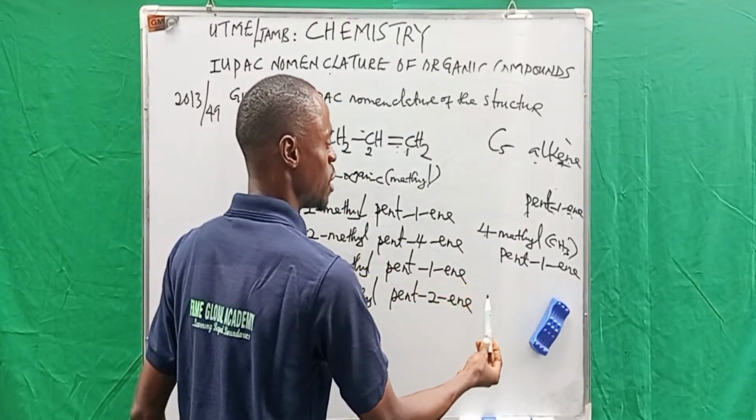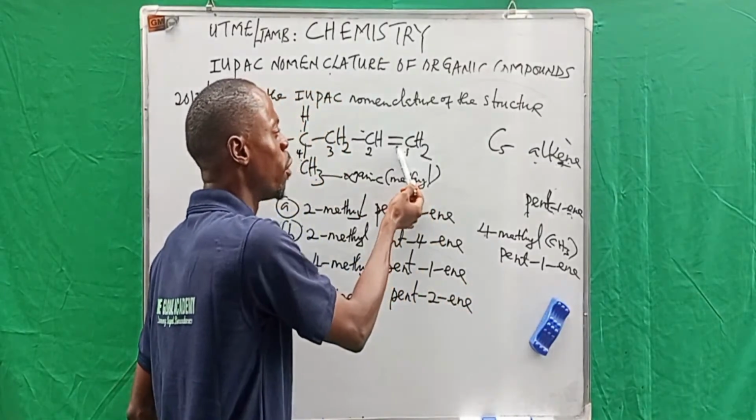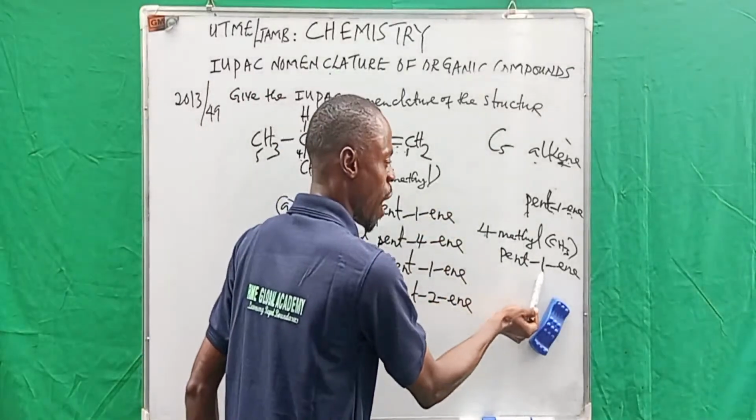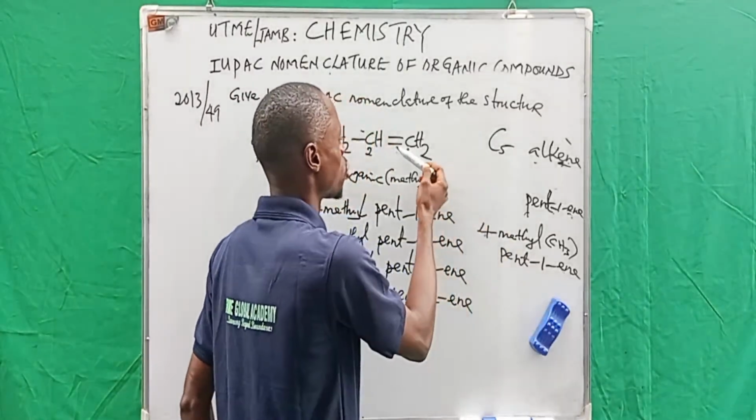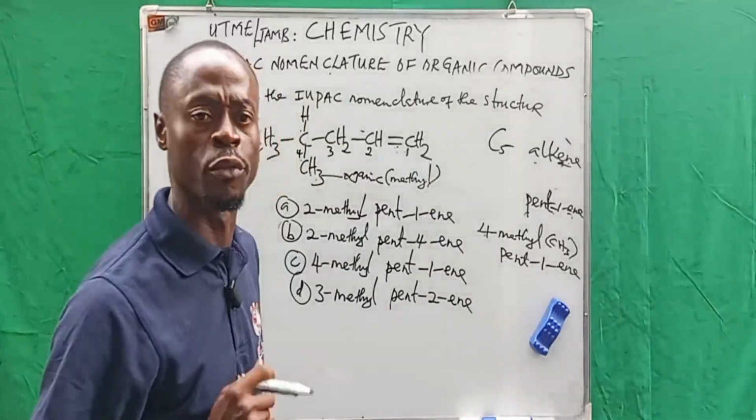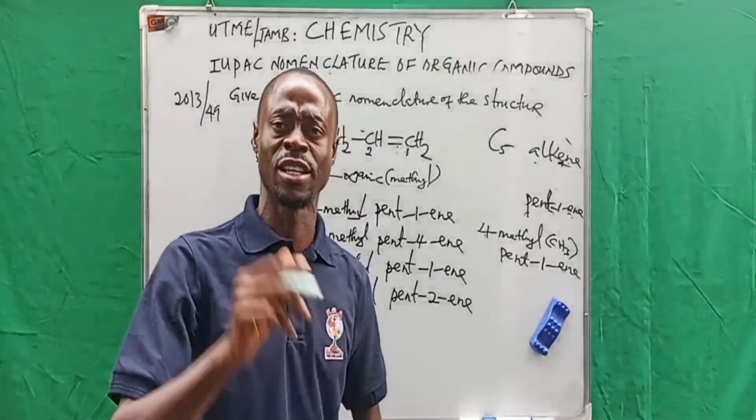The parent name, which is pent. And of course, the double bond is at carbon atom 1. That's why we have 1. Then we use the word ene, because double bond is the functional group of the homologous family known as alkene.